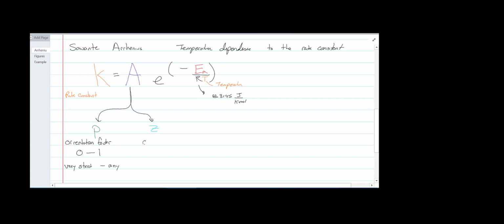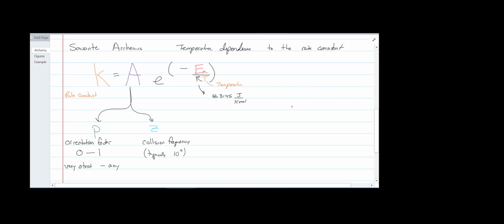Z is the collision frequency, and it's typically around 10 to the ninth, which is quite large. And usually, I think for most of our purposes, P is going to be more important than Z. But again, that's not always true. But most of the time, the orientation factor is going to be the more limiting factor in that. Last but not least is EA.